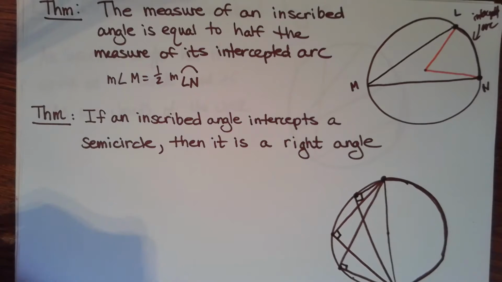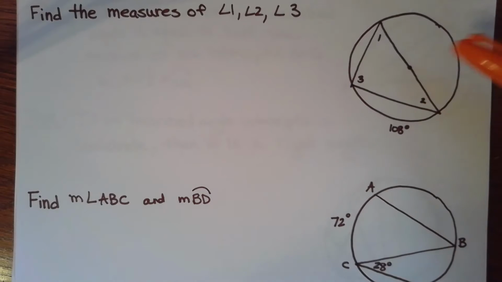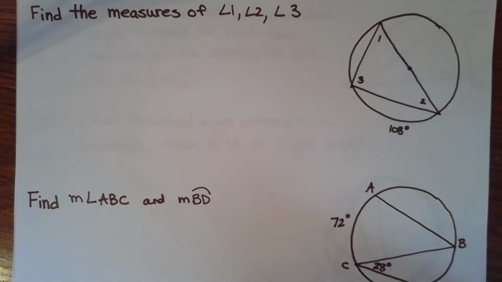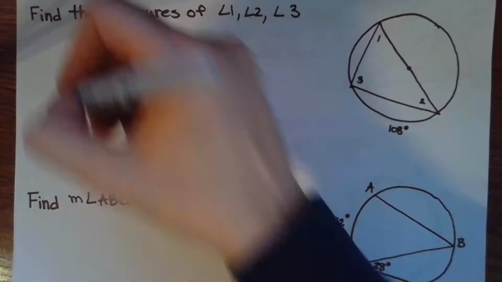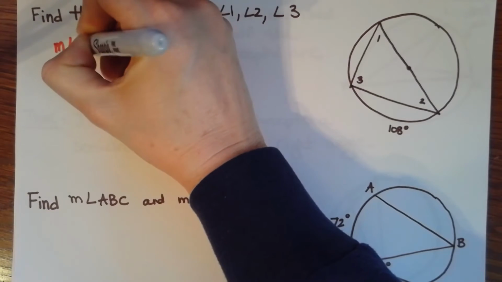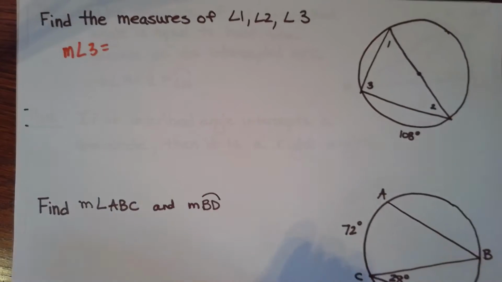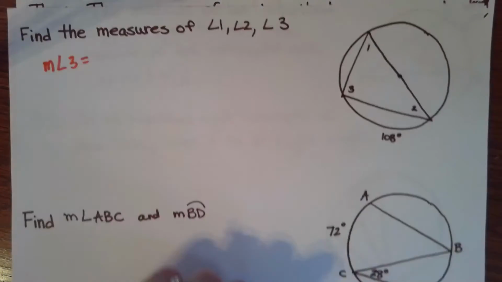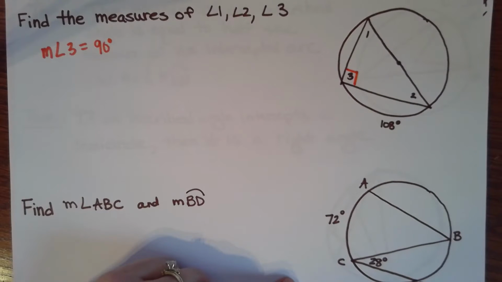So let's look at a few examples of using these theorems. We want to find the measures of angles 1, 2, and 3 in this diagram. One thing to notice first is that we have a diameter right here, and so angle 3 intercepts a semicircle. That means the measure of angle 3 is half of that 180, or 90 degrees. Plus we know, because it intercepts the semicircle, that it's a right angle from this theorem. So that one's 90 degrees, and that takes care of angle 3.